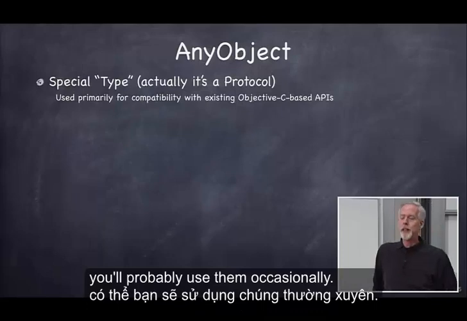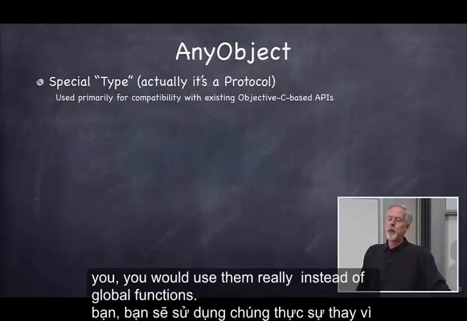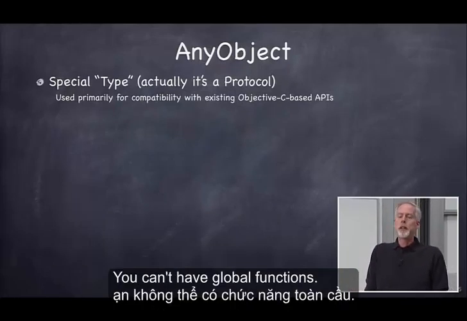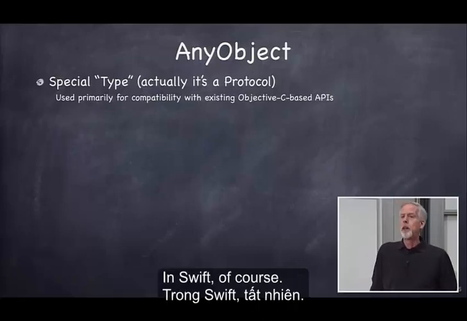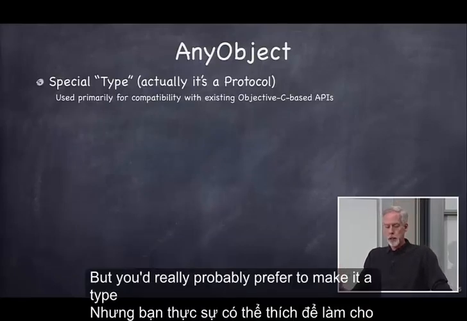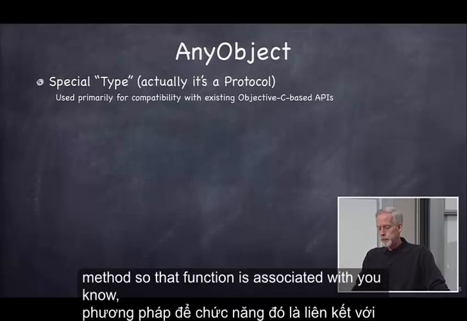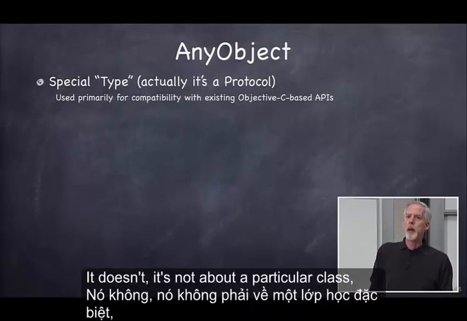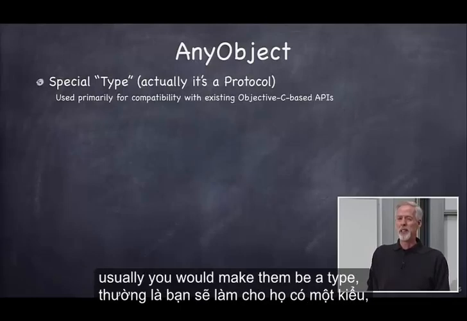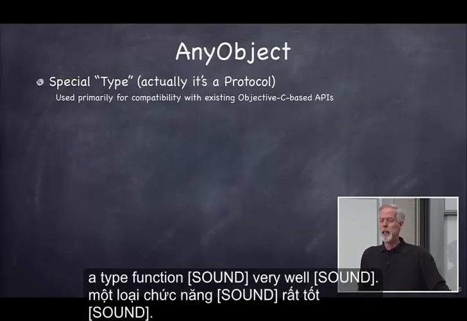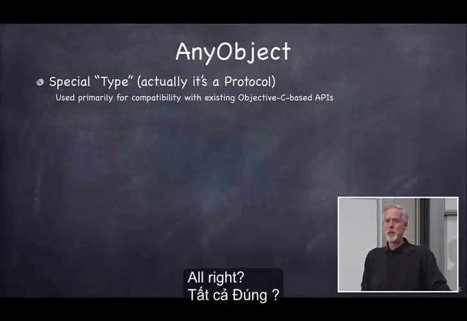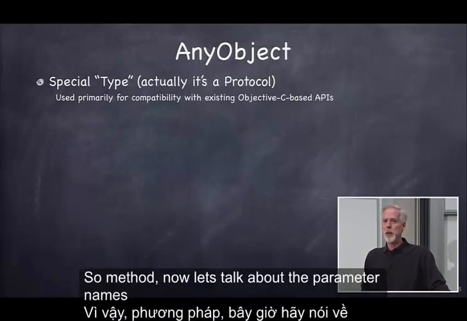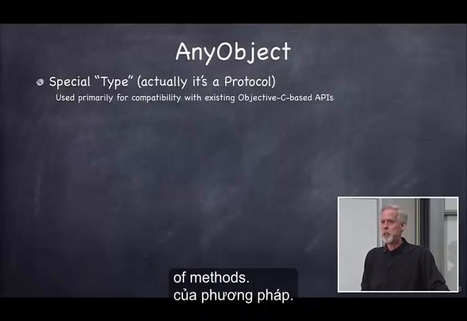Any object, for the purposes of what you know so far, you can think of as a type. It's not really a type, but you can think of it as a type, like double or array or whatever. It's used primarily for compatibility with existing Objective-C APIs in iOS. You're really not going to use any object to build your own data structures very much. I suppose you could, but it'd be kind of anti-Swift. Swift is very much into strong typing and type inference and all that.